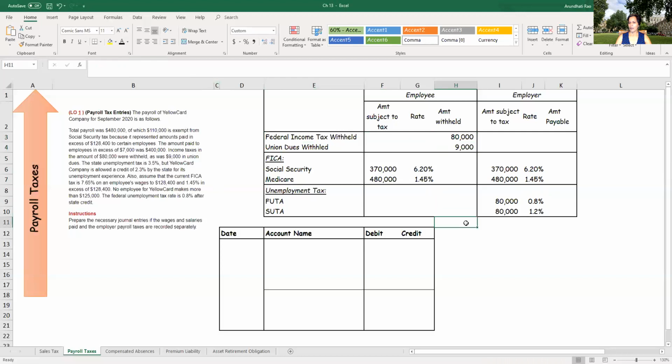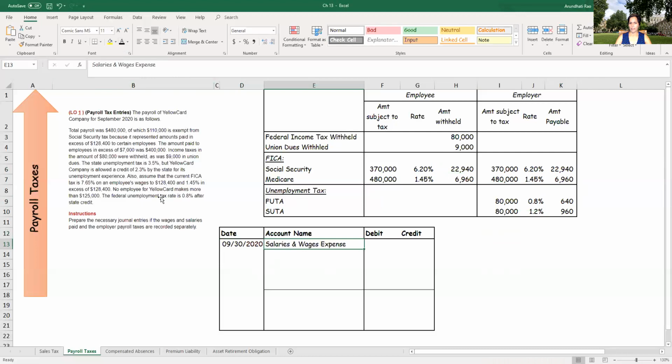Okay. So now that I have this information, let me do some calculations. 370,000 times 6.2% is 22,940, and 480,000 times 1.45% is 6,960. And obviously those numbers are going to be the same here. And then we have the unemployment tax for the federal and the state. And those numbers are 640 and 960 respectively. So let's get on to the journal entry, which is what we're interested in, on September 30th, 2020.